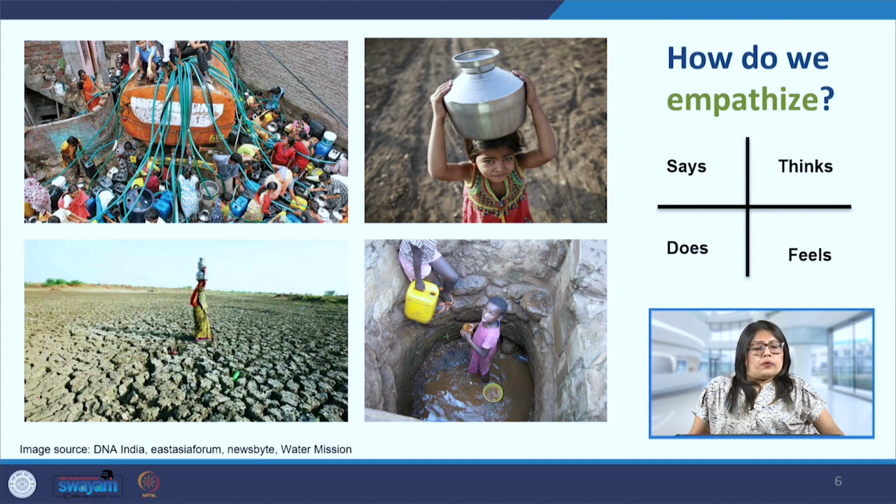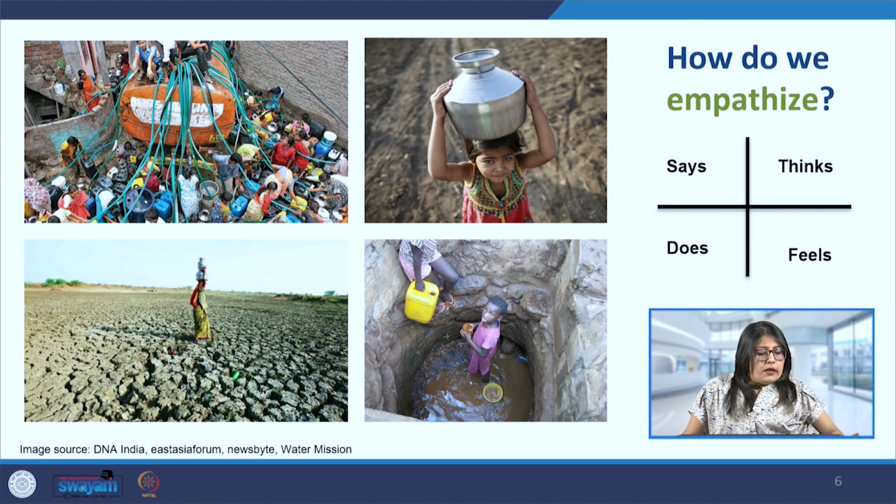So this is what the user says, thinks, feels and does. These empathy maps really help us, the designers and the team, to understand the problem in depth, and some things which are spoken or unspoken can also be noted down. So when we are conducting the interview, we will be noting down the outcome from the interview into this map.